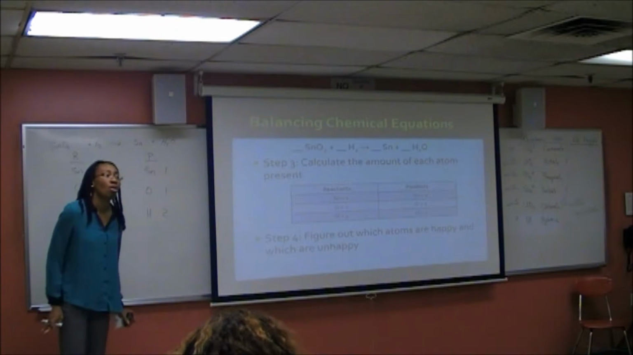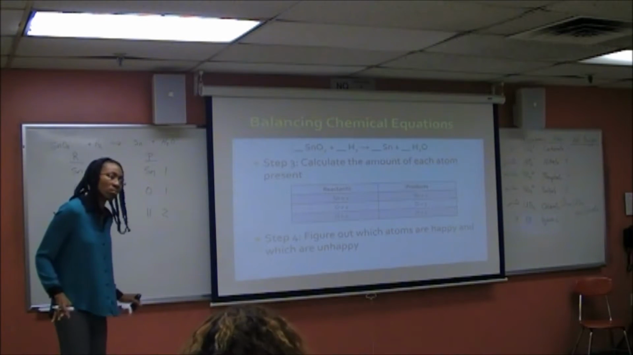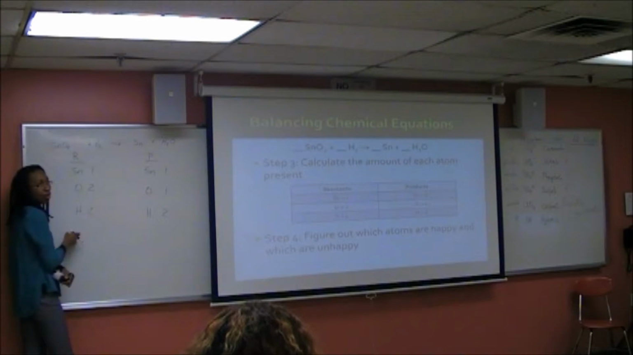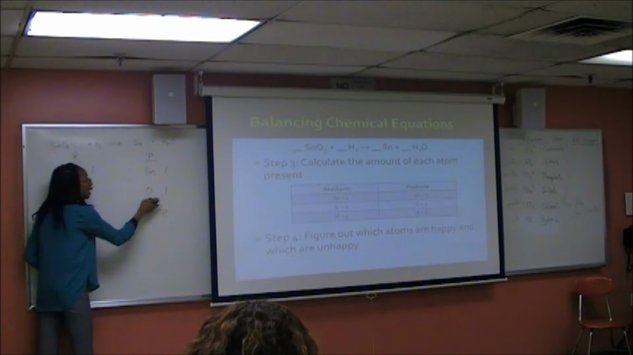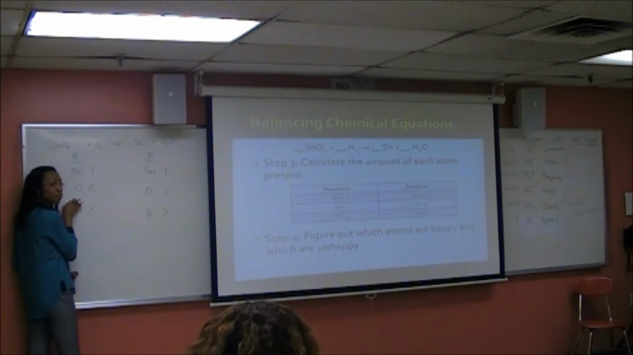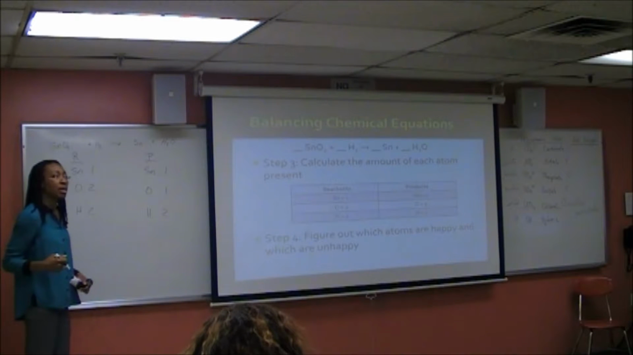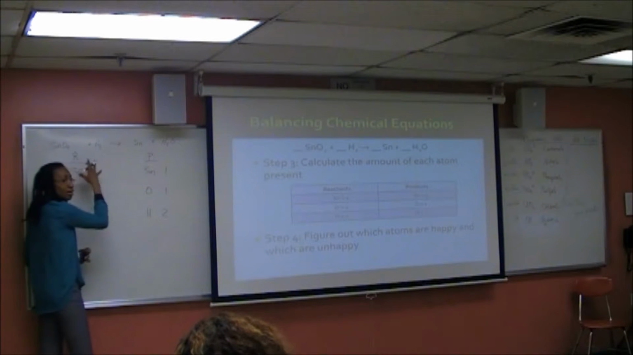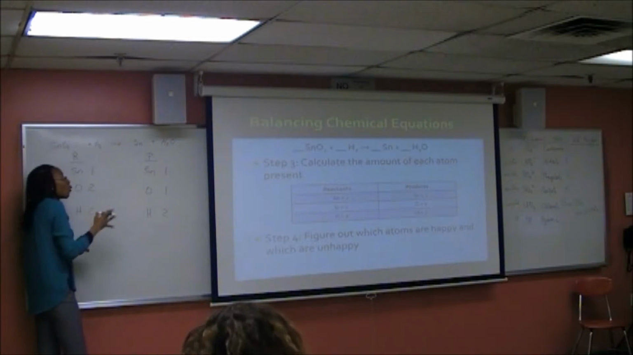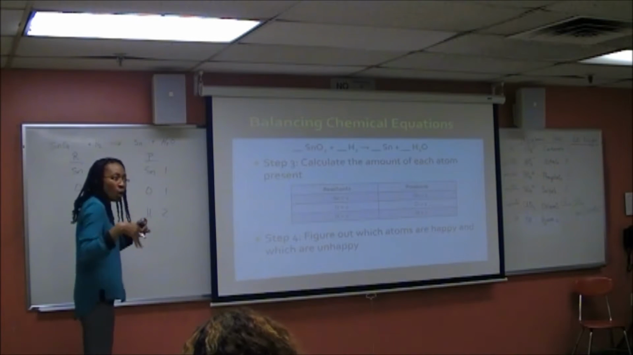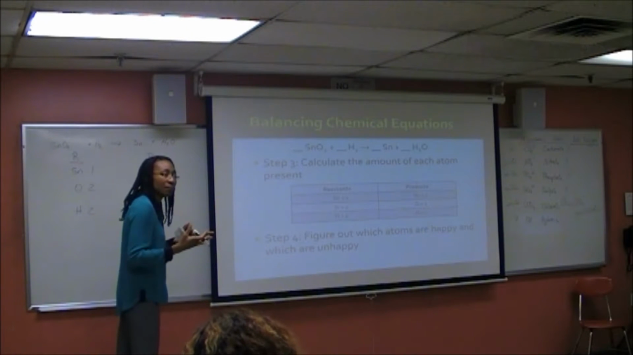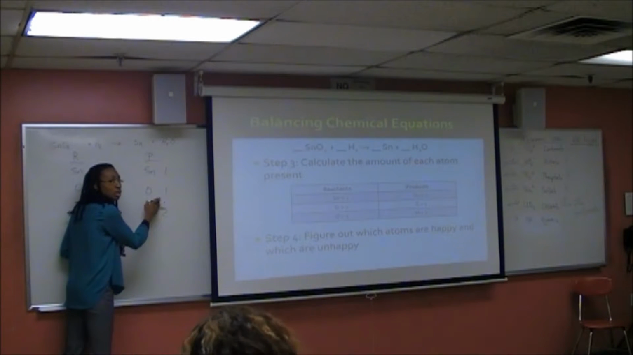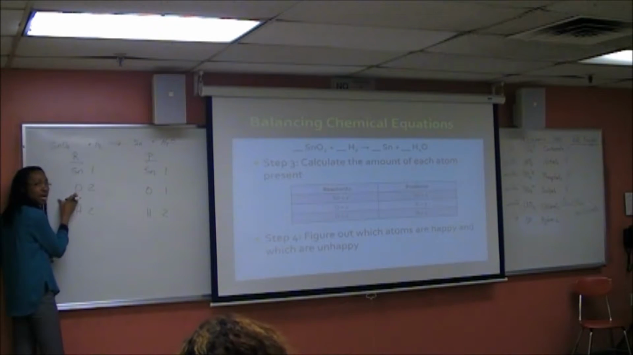Step 4. We're going to find out who's happy and who's not so happy. Okay? How do we know if we're happy? If we look alike, we are happy. If we don't look alike, we ain't so happy. Okay? So, what we're going to do then is try to adjust our coefficients to make us happy. Now, we always want to get an upgrade. We always want to step up. We don't want to go back. All right? So here, we want our product side oxygen to match our reactant side oxygen.